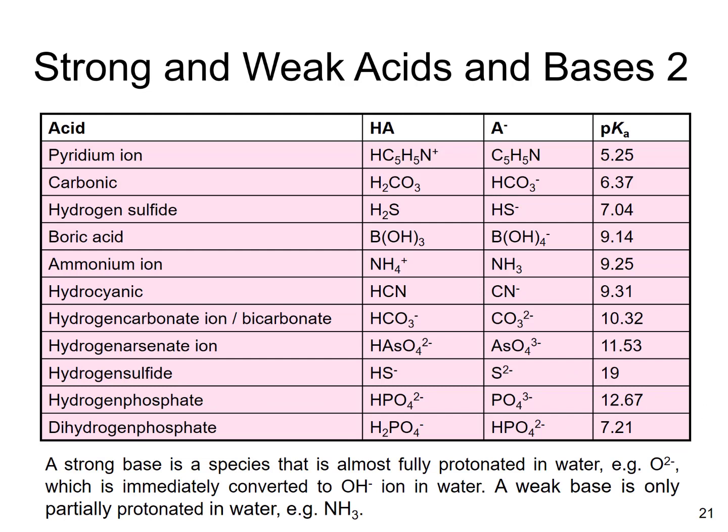This is the final slide for this lecture. And here you can see even weaker acids. For example, the pyridinium ion, which is the conjugate acid of pyridine, has a pKa value of only 5.25. So that makes it a rather weak acid. There are several other examples of very weak acids, and some of them have even a large pKa of 19. And remember, the smaller the pKa, the stronger the acid. So this is a rather weak acid.